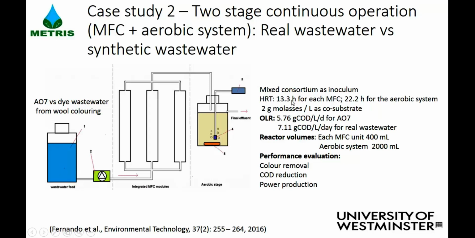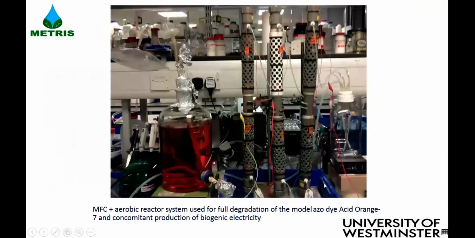When you work out the organic loading rates, they come to 5.76 for Acid Orange 7, the synthetic one, and 7.11 grams of COD per liter per day for the real wastewater. The volume for each MFC is around 400 mL, and this one is 2 liters. So we evaluated performance of the whole system based on color removal, COD reduction, and power produced.